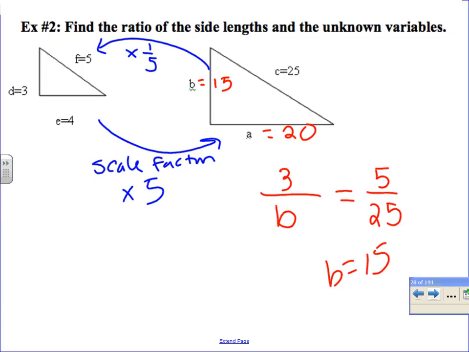Eventually in geometry, you will use proportions instead of scale factors because you will get to harder problems that you can't find a scale factor of. This is easy. You guys okay with that? You okay, Adam? Okay.